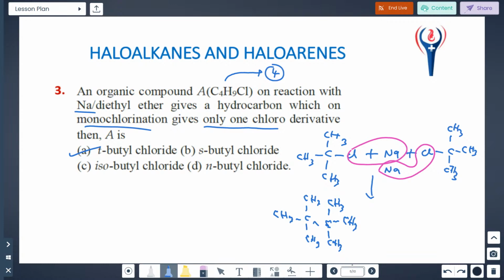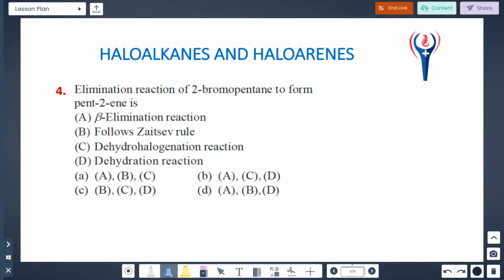Next one. Elimination reaction of 2-bromopentane to form pent-2-ene. Everything is given. It is an elimination reaction. 2-bromopentane is the reactant, pent-2-ene is the product. What kind of reaction are they asking? It's a beta elimination reaction. It follows Saytzeff's rule.